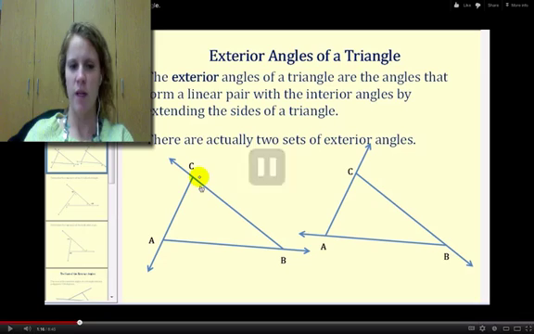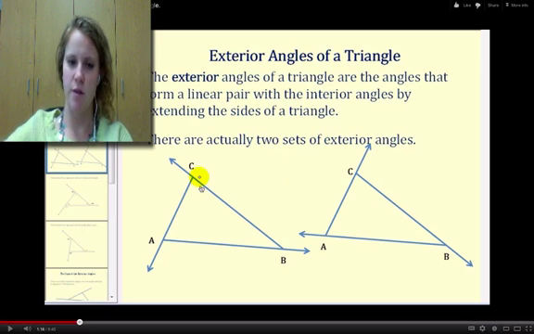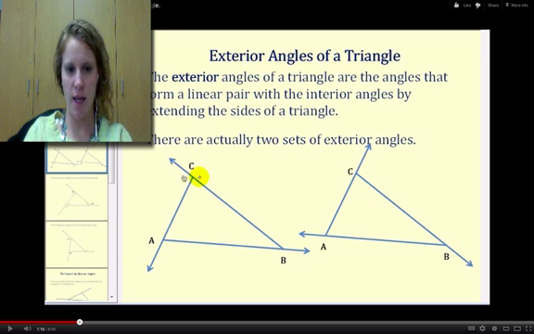So if we continue, do you think it makes a difference? Do you think these triangles are going to be different depending on how you extend the lines? Do you think this exterior angle is going to be the same as this exterior angle? Do you think this exterior angle is going to be the same as this one? And then do you think this one is going to be the same as that one? Talk to your partner here. Pause the video and talk to your partner about that.